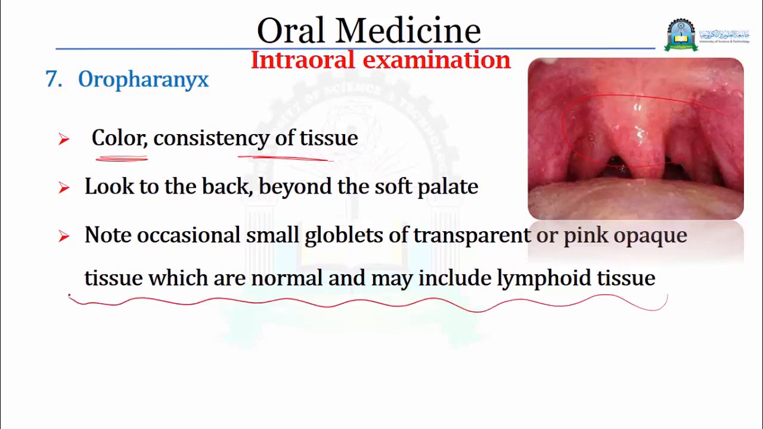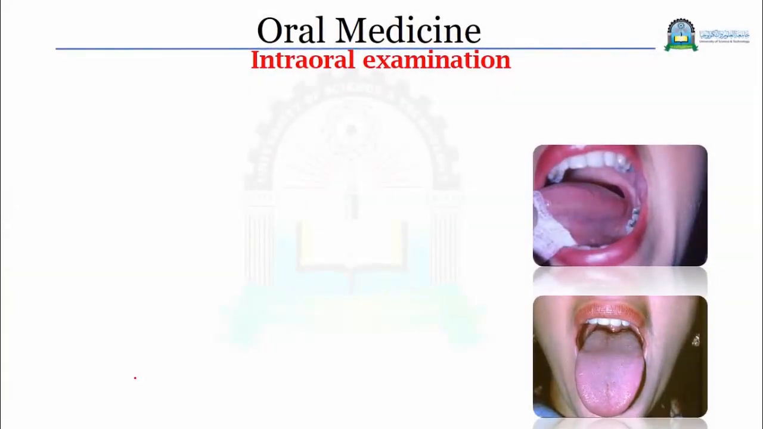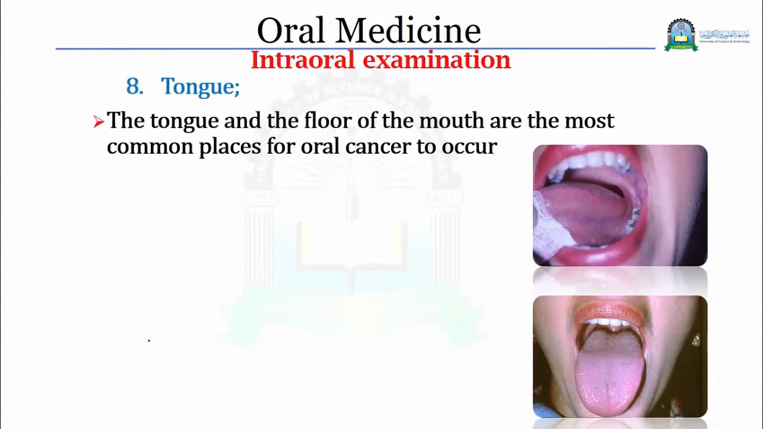When you examine the intraoral tissues, you must differentiate between the normal variants and the other abnormal diseases. We'll take this information in the lectures on normal variations. Moving on in the intraoral examination, reaching the tongue. Tongue examination is a very important part of the intraoral examination, since the tongue is one of the most common sites of oral cancer and other lesions. The tongue and the floor of the mouth, as we mentioned, are the most common places for oral cancer to occur.